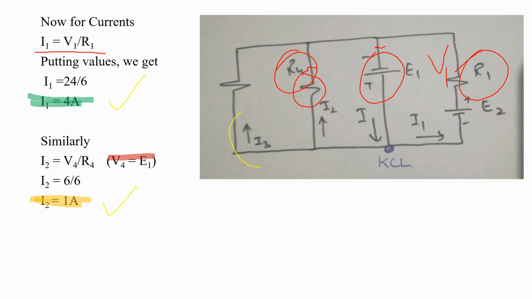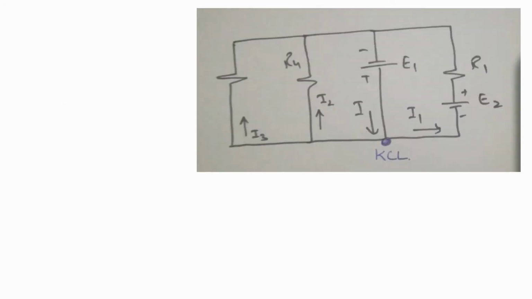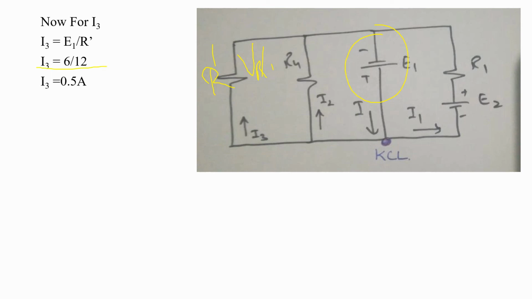Now we have to find the value of I3. From the circuit you will see that this is the resistor R prime. When finding the value of I3, you need the value of VR prime, which is also parallel to E1. So substituting the values, we get 6 by 12. 6 is the value of E1, which is parallel to R prime, and 12 is the value of R prime. So we get I3 is equal to 0.5 amperes. Now we have all three values of the currents I1, I2 and I3.